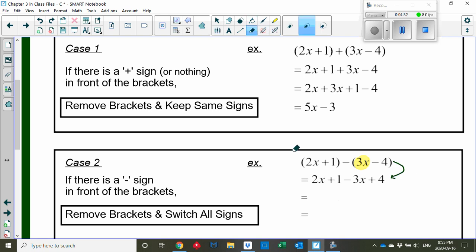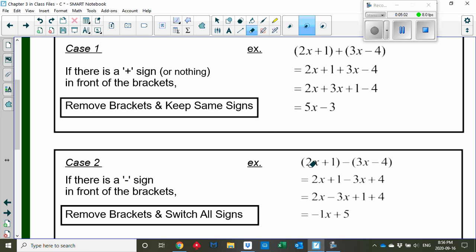Now we just reorder. So I keep my 2x, I move the negative 3x next, I put the plus 1 and then the plus 4. I can only add or subtract like terms, so 2 take away 3 is negative 1 of these x's, and 1 plus 4 is 5. And if you get rid of the 1 and just do negative x plus 5, it's even better. That's it, folks. That's the lesson. So if there's a plus sign or nothing, get rid of them, keep everything the same.